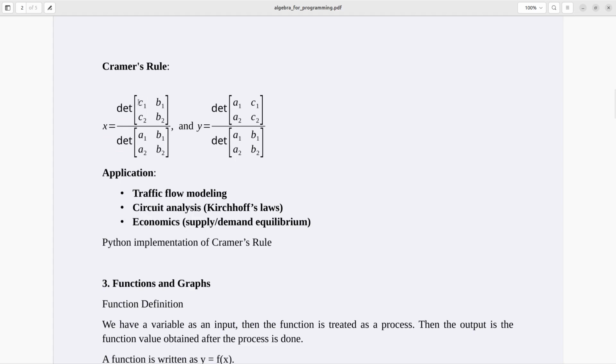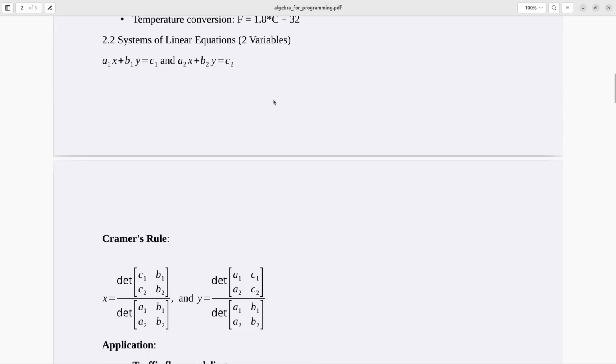You can see that I want to find the determinant of this matrix and that matrix in order to find out the value of x. I also need to do the determinant of this matrix divided by the determinant of this matrix to get the value of y. So we can use the Cramer's rule shown here to help us evaluate x and y from the system of linear equations with x and y being the unknowns.